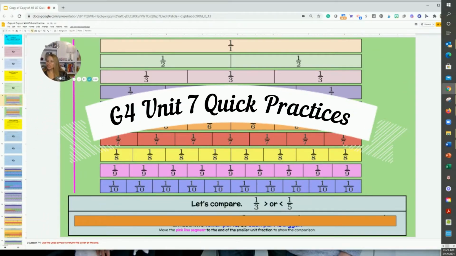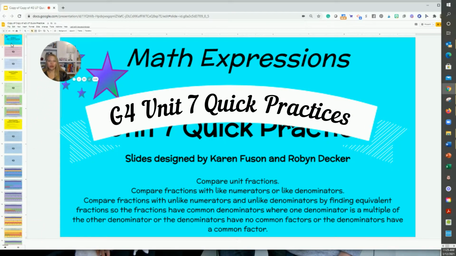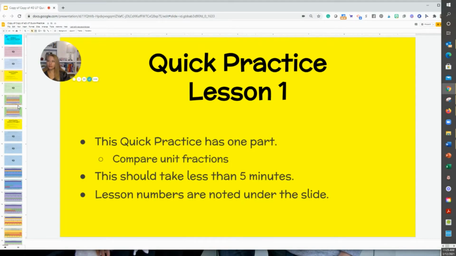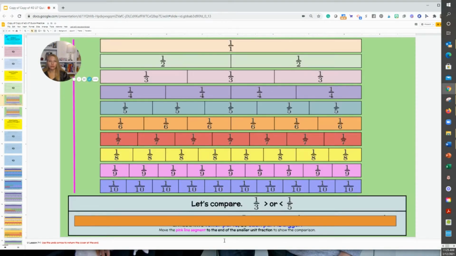All right, friends, let's dive into grade 4, unit 7, quick practice. So you can see here for lesson 1, you just have 2 slides and we're just getting used to this routine. The student leader would say, boys and girls, let's compare 1/3 or 1/5.